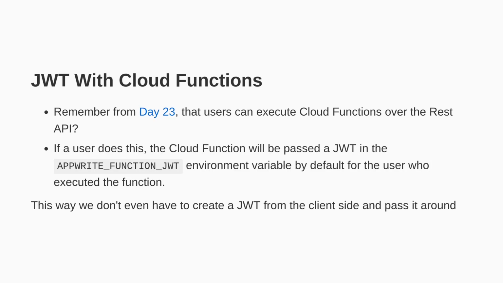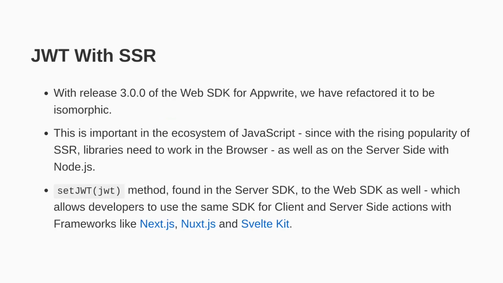However, if you have your own server, if you are building a server on top of Appwrite to perform certain actions, then your client can generate a JWT and send it back to your server, and then your server can use the JWT to perform actions on behalf of your user. And JWT with server-side rendered applications.